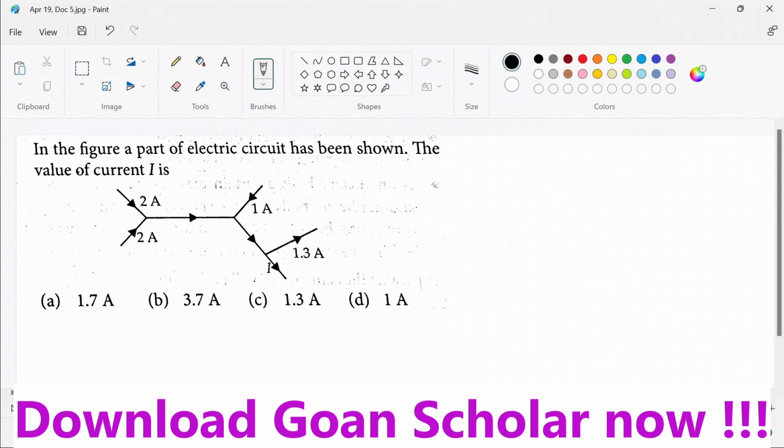And the question says, in the given figure, an electric circuit has been shown. The value of the current I you have to find. What you have to find?